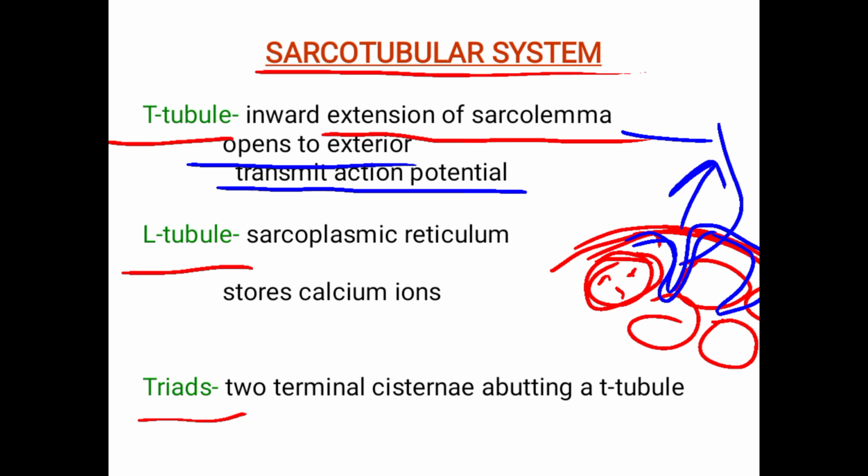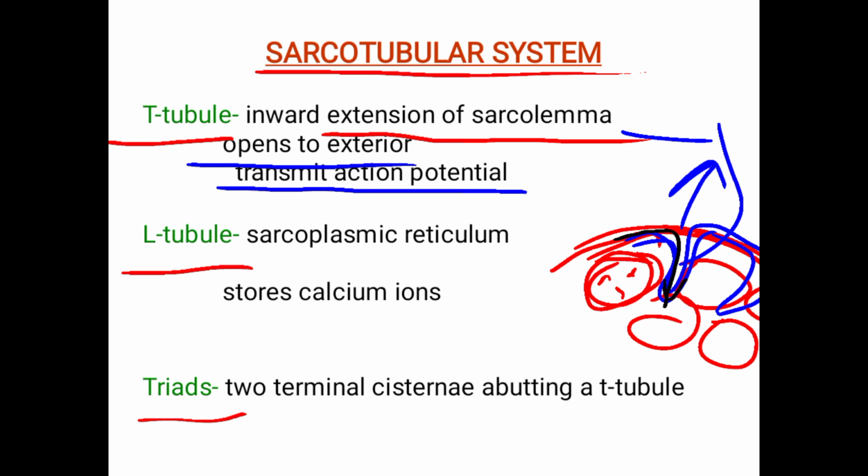Whatever action potential reaches the sarcolemma reaches the inside of the cell through the T tubule to excite the cell. Understood? The T tubule is the inward extension of the sarcolemma, it opens to the exterior and transmits the action potential. Clear? Next is the L tubule.